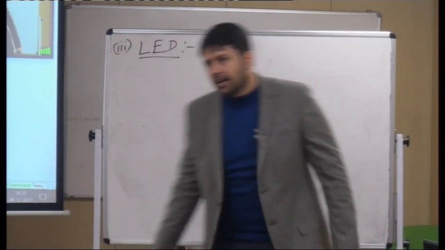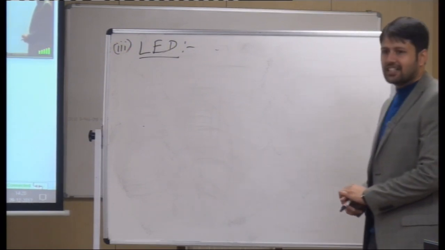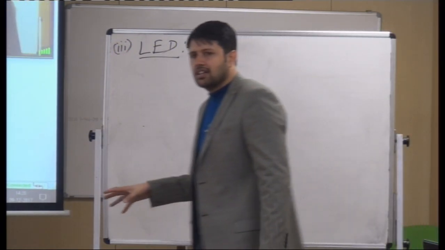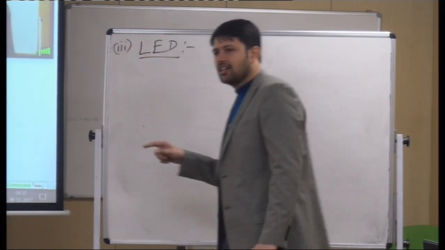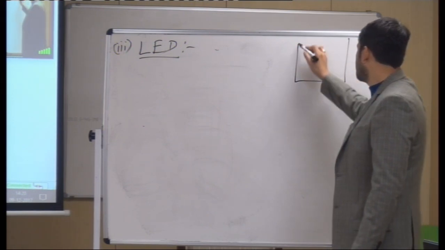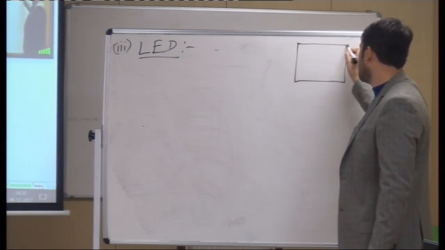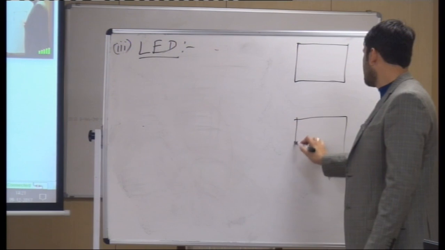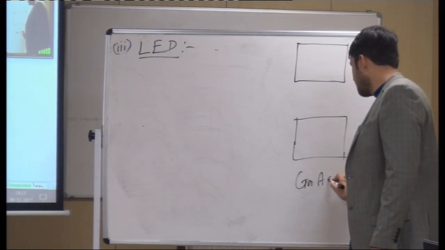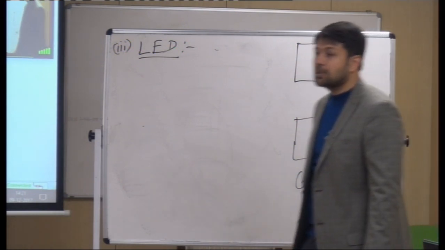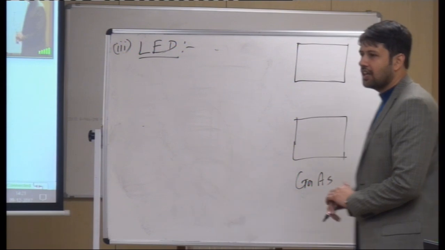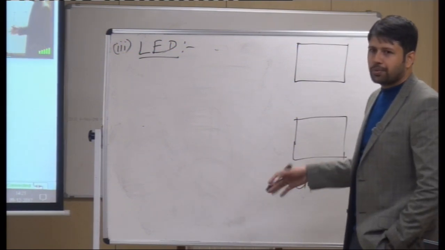Okay, a light emitting diode is exactly the reverse of this device. Here light is incident and conduction happens; there conduction happens and light is emitted. How? These devices are made from special semiconductors. An example of this is gallium arsenide, which is used as a base semiconductor. Instead of silicon, we use gallium arsenide as the base, and we do some doping.